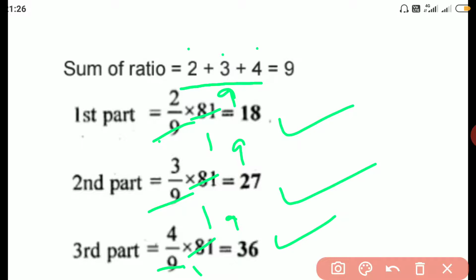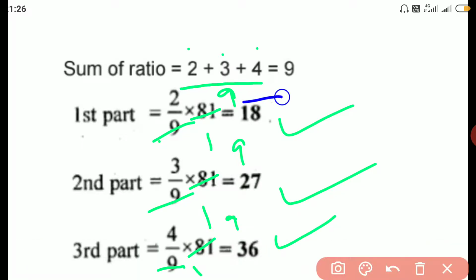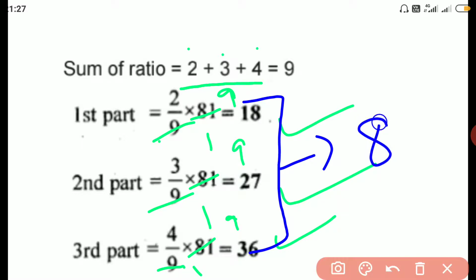So how to recheck whether it is right or wrong? Suppose you add all these 3 values here, you should get 81, because this 81 is divided into 3 parts, that is 18, 27 and 36. If you get 81, then your answers are right. Okay, so this is the cross check for your sum. Then we can go to the next number.